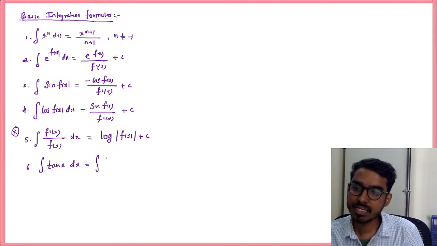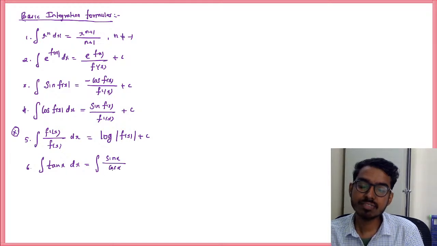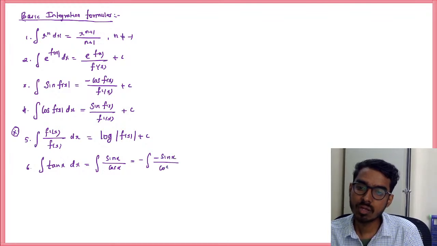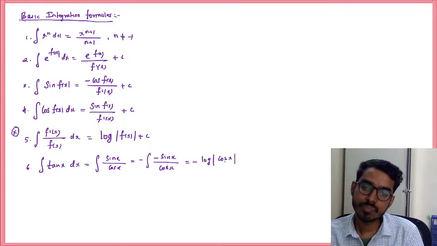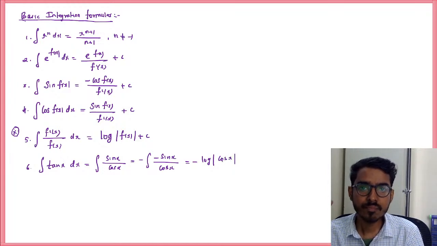I can write tan x as sin x by cos x. You can see cos x's derivative is minus sin x, but we don't have minus here. So what we'll do is multiply by minus, minus. Now we can see cos x is f of x and sin x is f dash of x. This is minus log modulus of cos x, right?